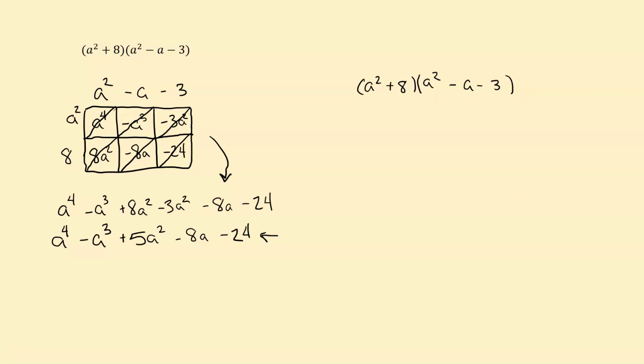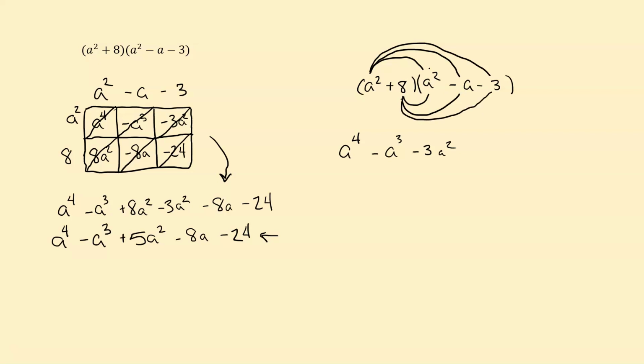So what I do is I just start with one term over here. I take the a squared and I multiply it with everything over here. So I first multiply a squared by a squared, then I take a squared times negative a, then I take a squared times negative 3. So I do that, and I'm going to go ahead and write all of those out. So that's what I get for those. And then I move on to the second term over here, and then I multiply that with everything. Right, so 8 times a squared, 8 times negative a, and 8 times negative 3.